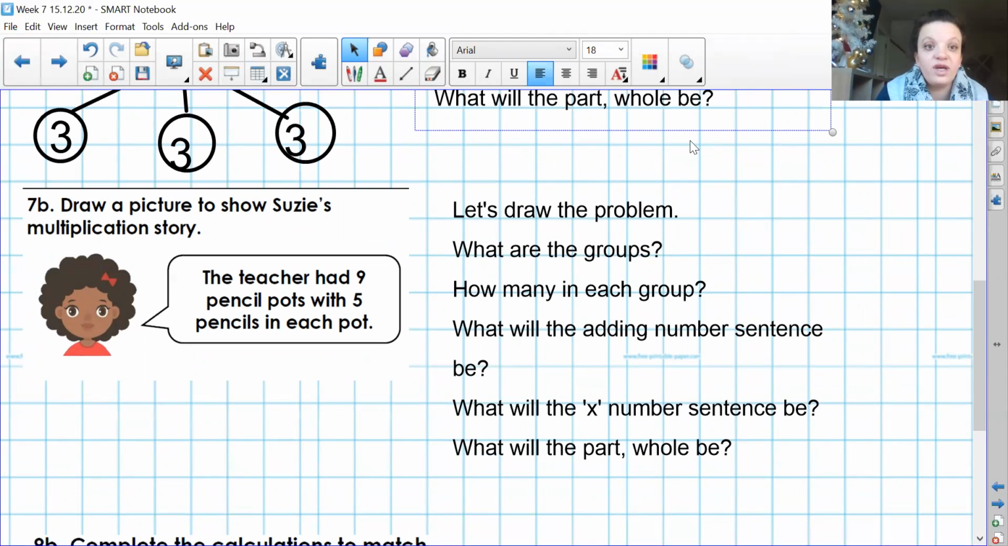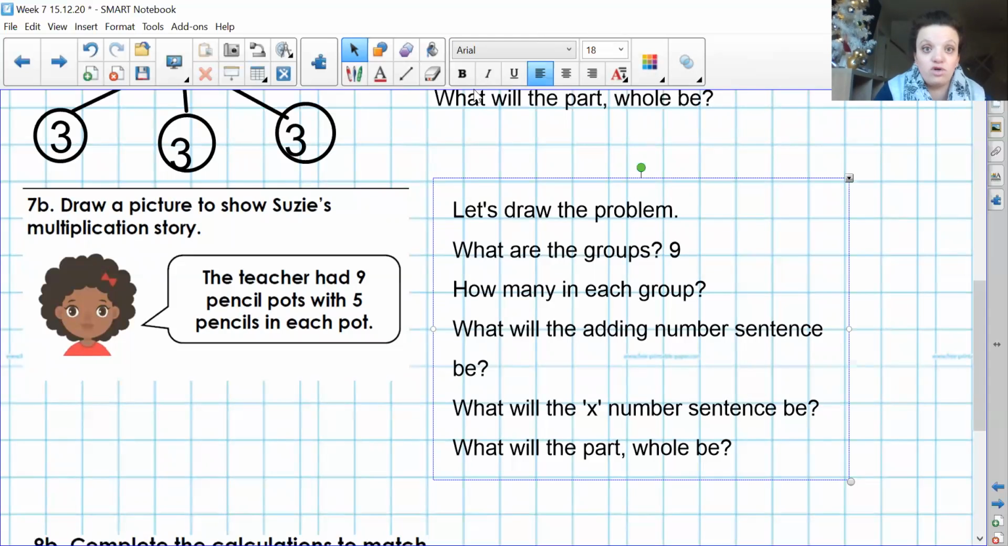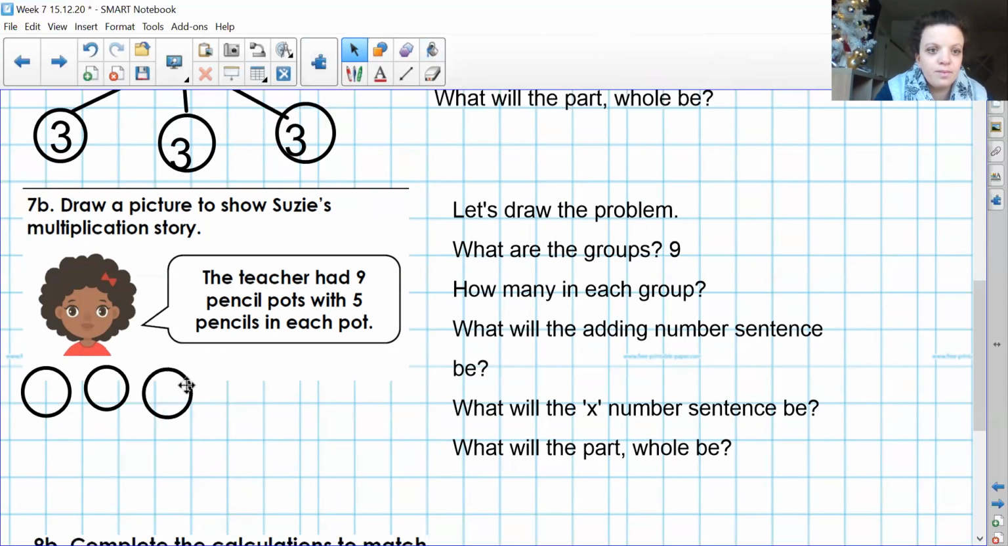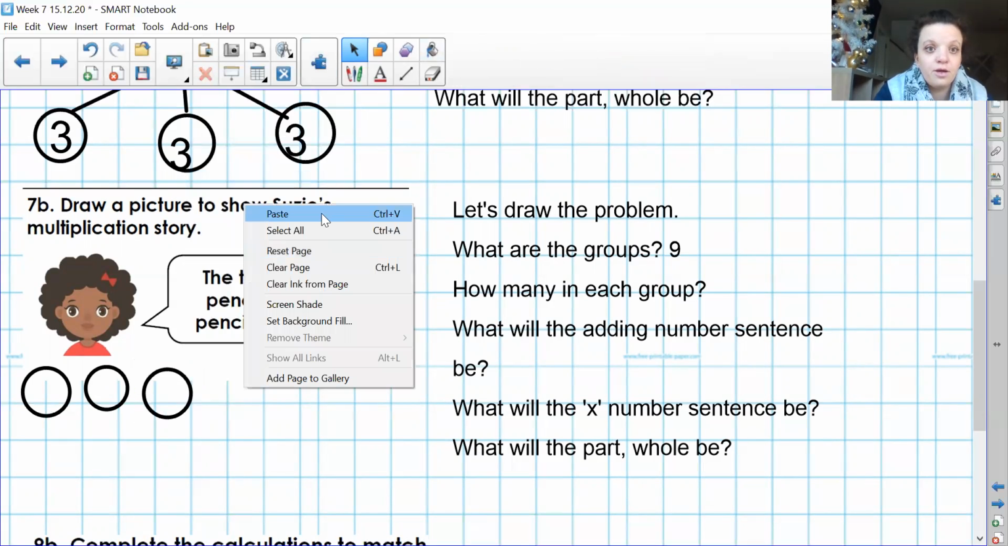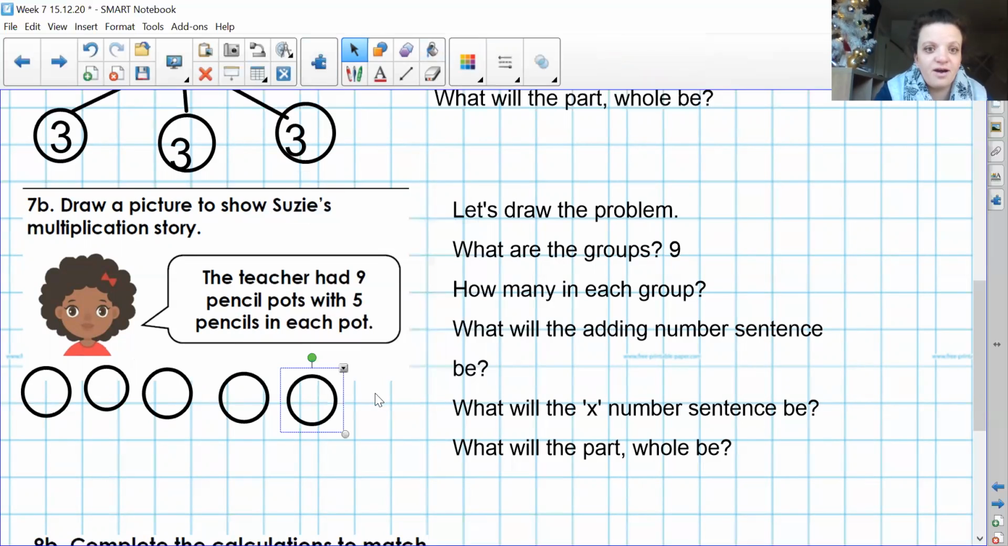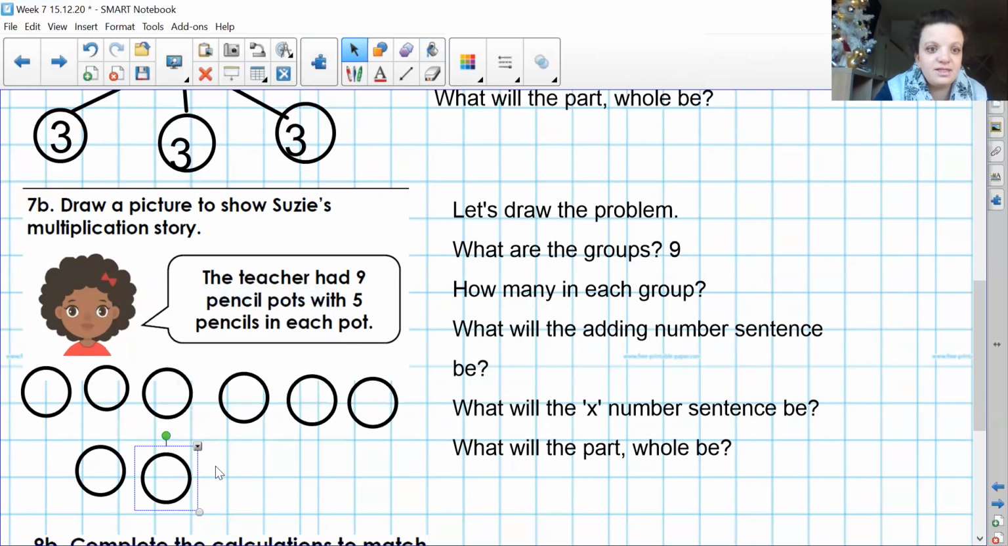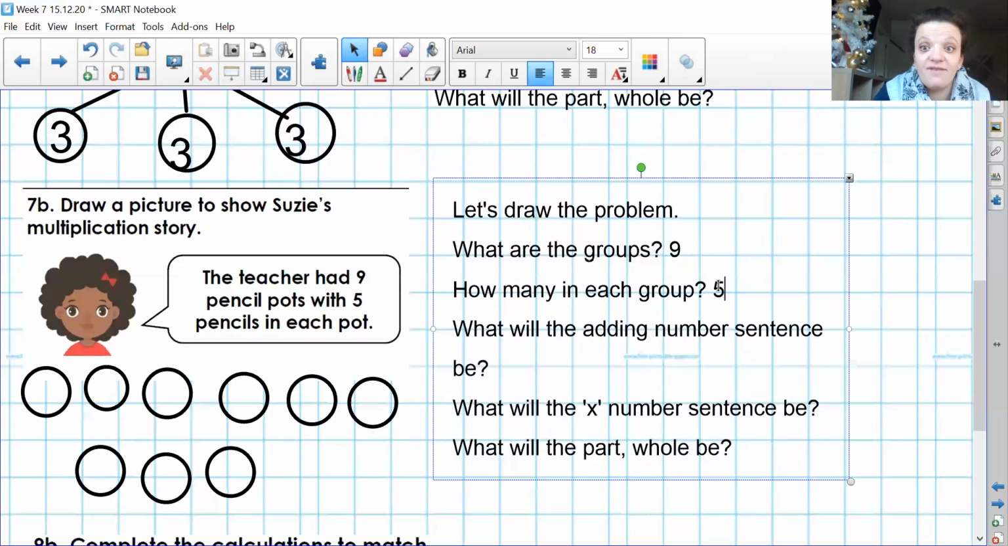Okay, well done. So we know we've got 9 groups. We've got 9 pencil pots, and they are groups because they've got something in them. They're a group of. So I'm going to draw 1, 2, 3, 4, 5, 6, 7, 8, 9. So I've got 9 pencil pots. And in each of my pencil pots, I've got 5. There's 5 in each group.